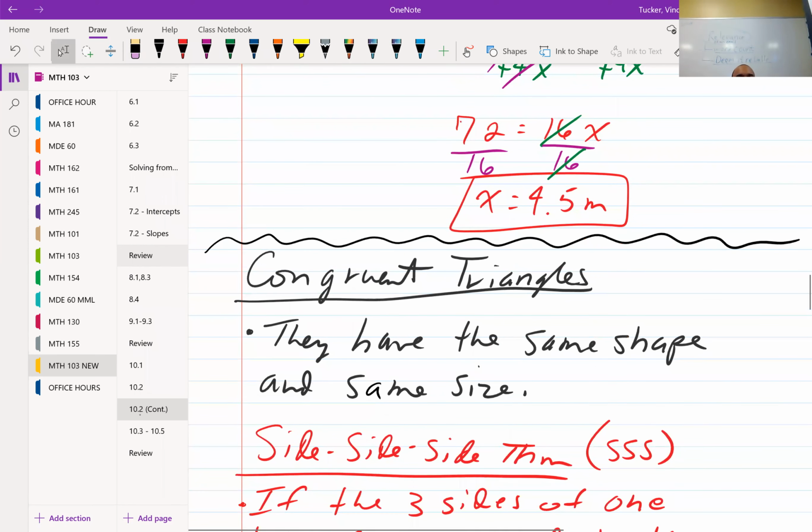All right, so we just finished talking about similar triangles. Similar triangles, once again, is when you have the same shape, but the size may not necessarily be the same. Congruent triangles means they have the same shape and the same size. So we have three different theorems that will help us establish whether we have congruent triangles or not.